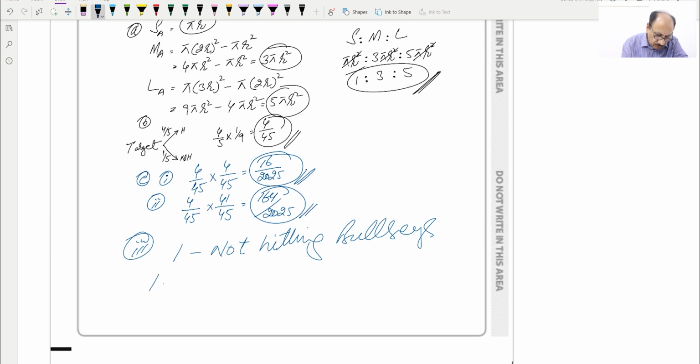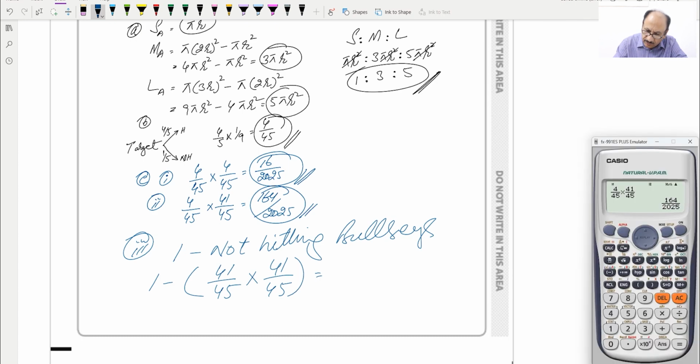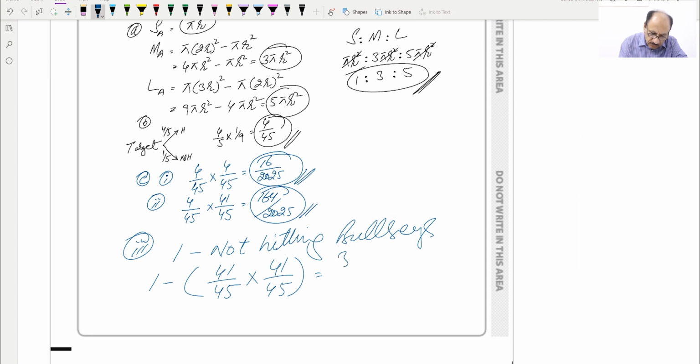That will be 1 minus first one not hitting bullseye, 41 over 45, which we have taken over here. The second not hitting bullseye will be 41 over 45, and this will be the probability which we will be finding. We can take it as 1 minus 41 over 45 multiplied by 41 over 45, and this will result in 344 over 2025. This will be the probability for this one.